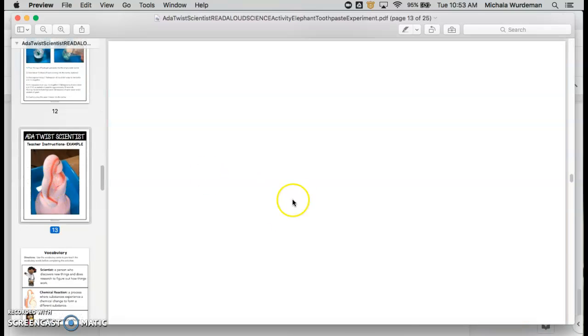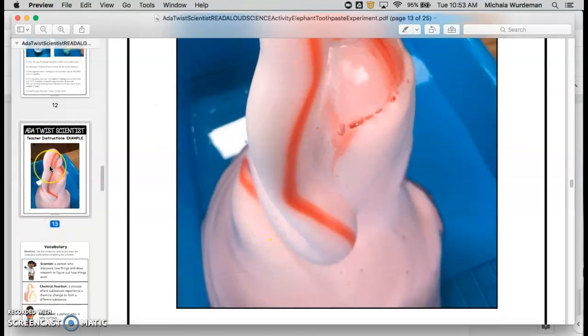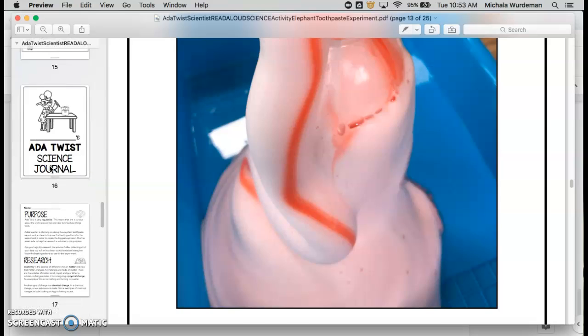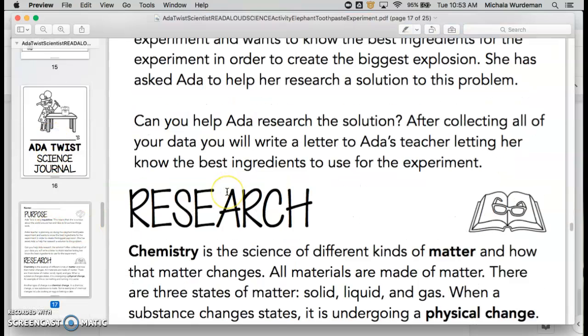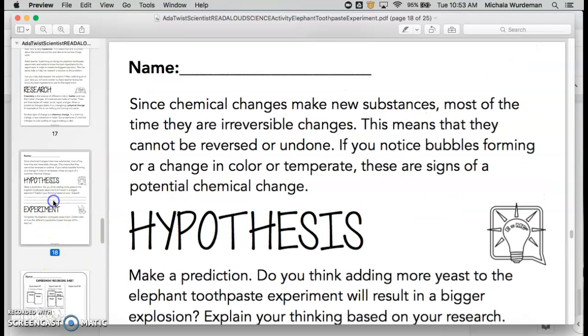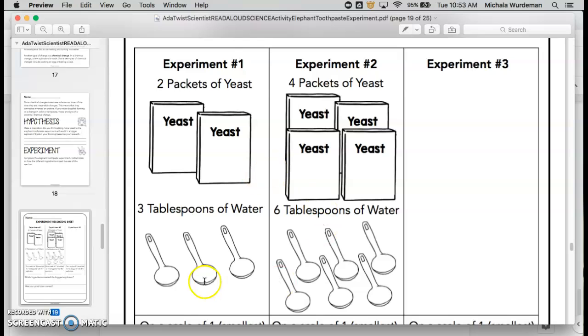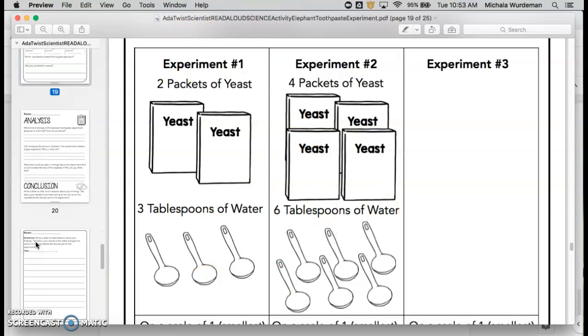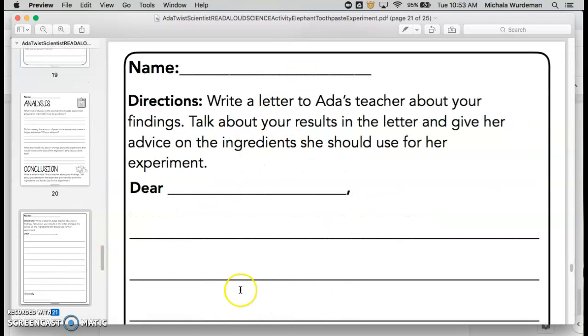So here's what the elephant toothpaste looks like when it would come out. So fun. And then they'd have that journal piece again, so they can record their things as we go and keep track of their hypothesis and what worked, what didn't, how much of the things we need to measure out, and then their conclusion piece along with their letter to the teacher.